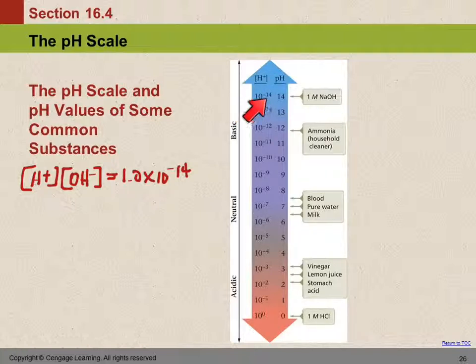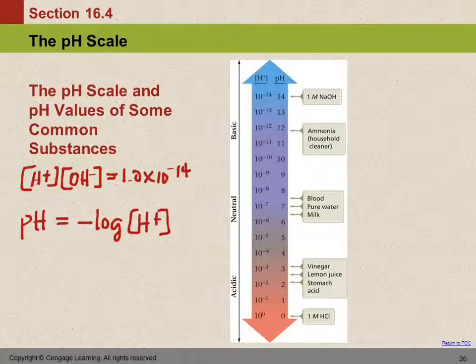Now if you look at this, there's a pattern here. 10 to the minus 14, the pH is 14. 10 to the minus 11, concentration, the pH is 11. 10 to the minus 10, the pH is 10. Do you see the pattern there? The pH is that exponent made into a positive number. That's what this equation does. pH equals the negative log of the hydrogen ion concentration.